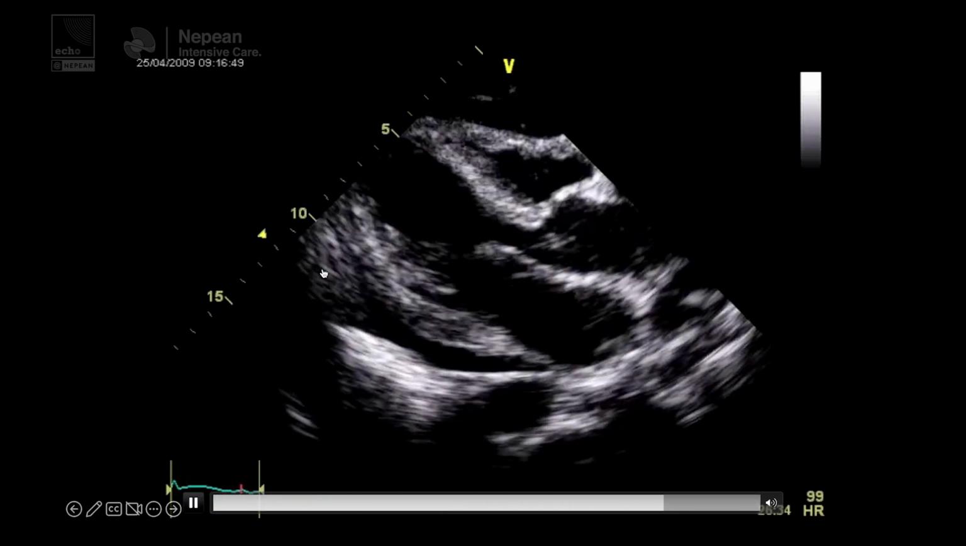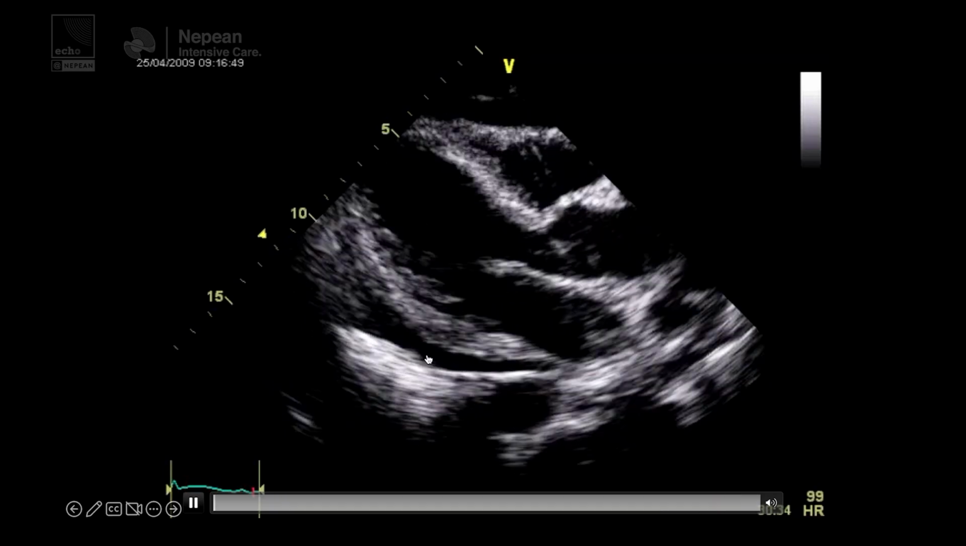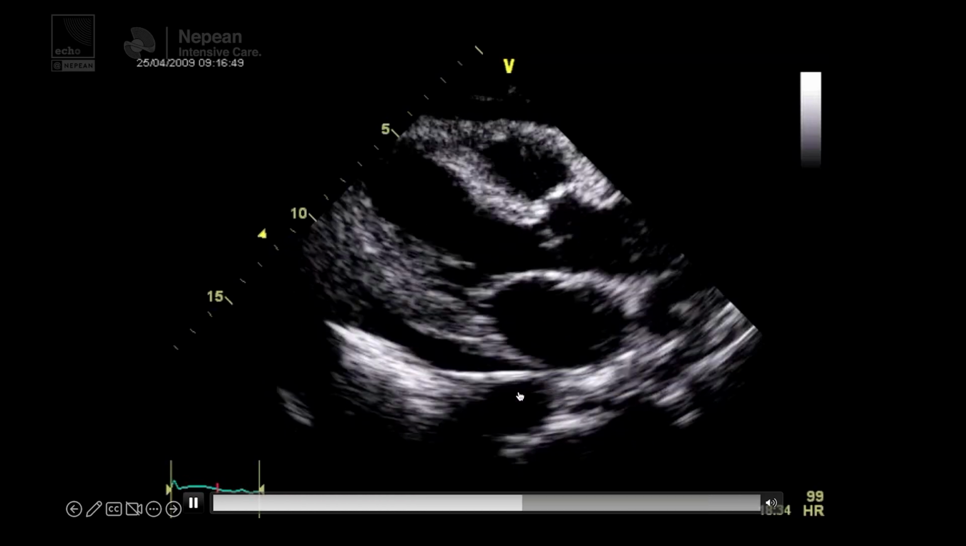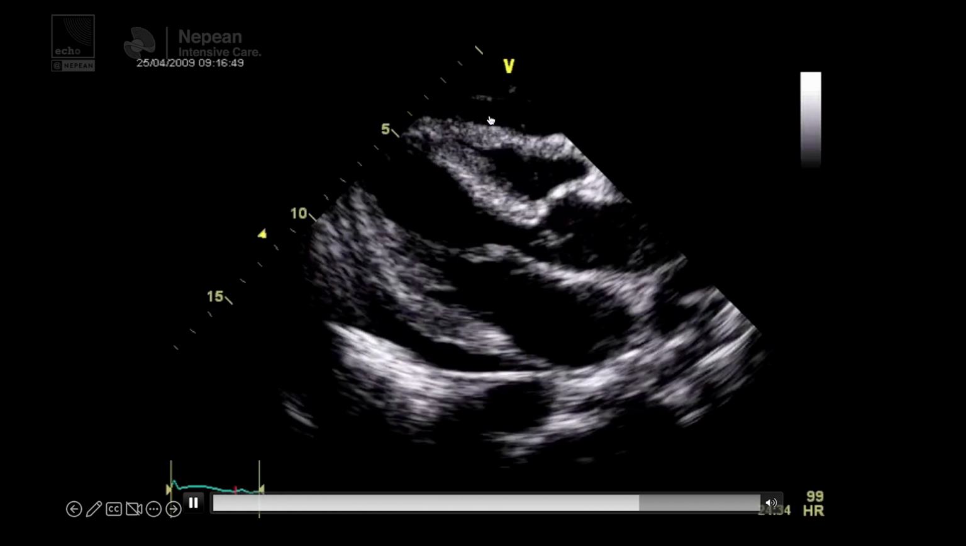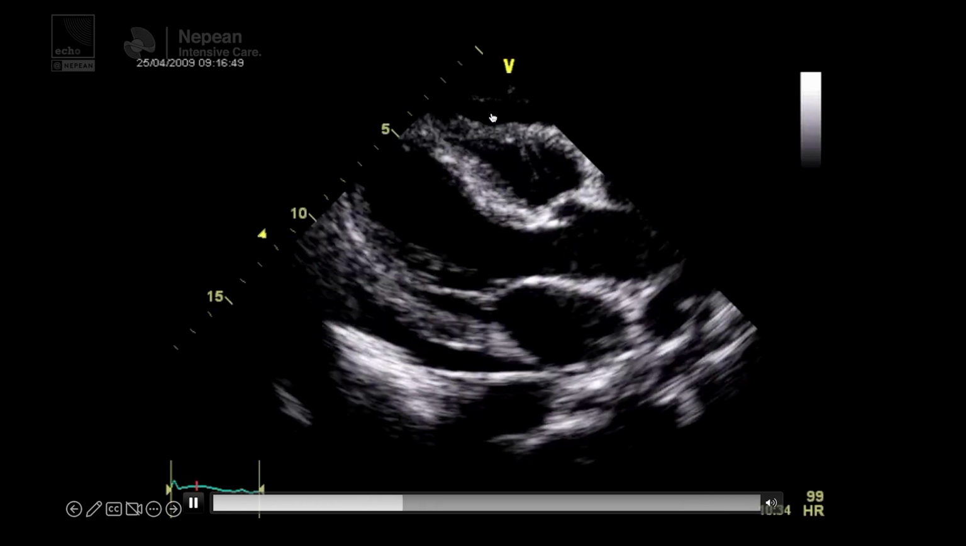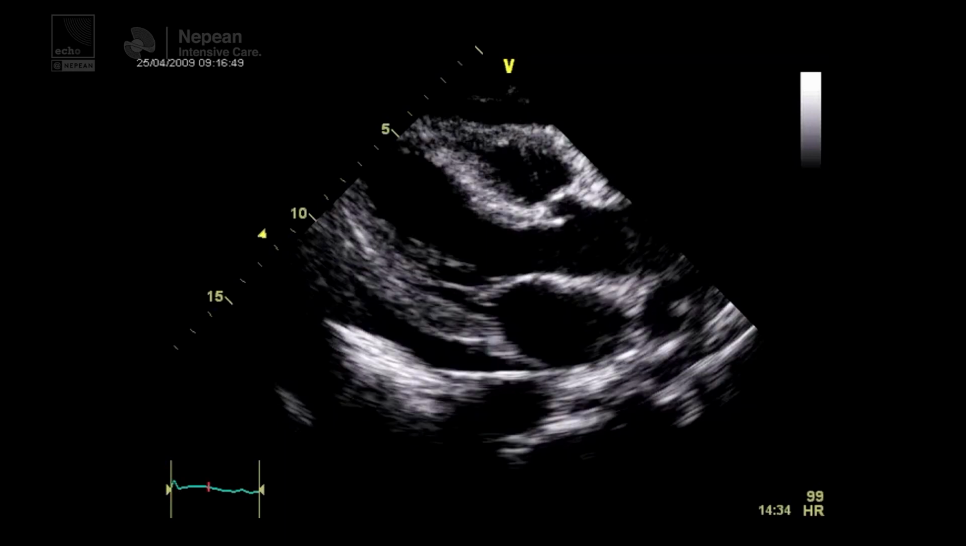What are some of the key features? It's a hypoechoic region. It splits the left atrium from the descending aorta, and you can also see it above the right ventricular free wall, over the RVOT. So this is definitely what you'd see if you had a pericardial effusion.